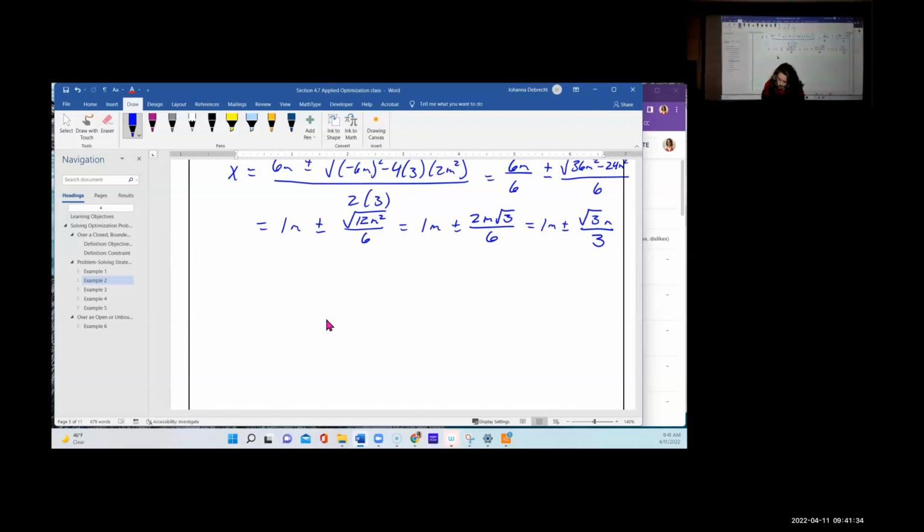All right, so 1 meter plus the square root of 3 over 3 meters, and 1 meter minus the square root of 3 over 3 meters. This one turns out to be approximately 1.58 meters. Does that tell you something? What does that tell you right there? It's outside of our constraint. We don't have to use it.